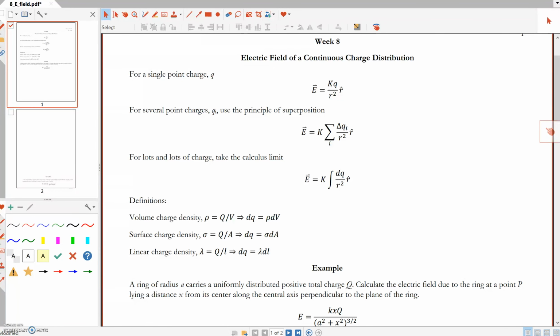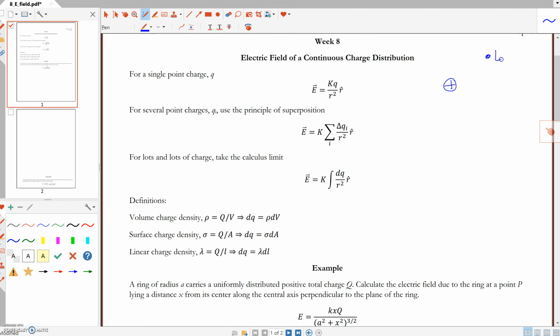Okay, so this week I wanted to talk about the electric field of a continuous charge distribution. But before we get into the details, let's recall for a single point charge Q, the electric field is given by this expression here. K, this constant, times the amount of charge Q has, divided by how far away you are from Q squared. So, for example, here's a positive charge.